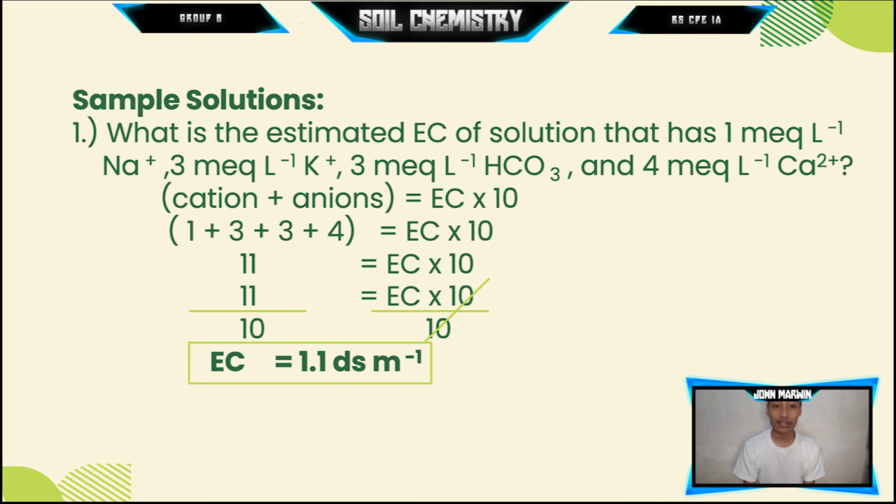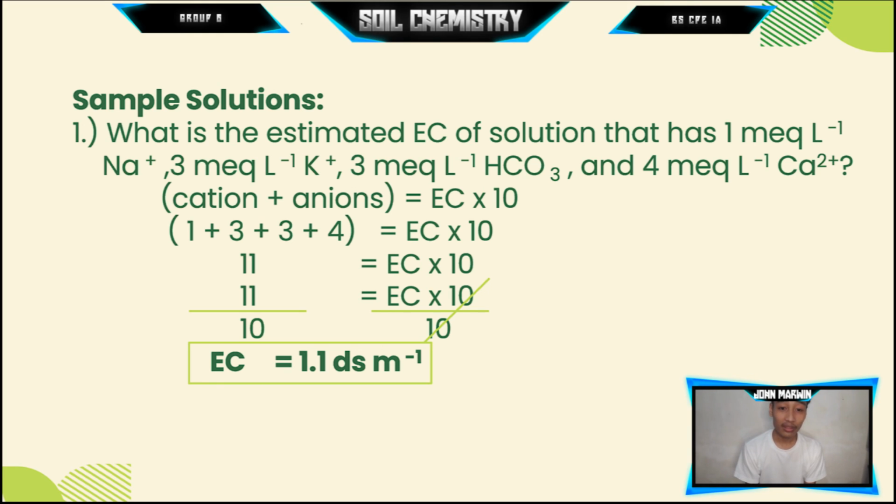In this sample question, the missing value that we are going to find is the EC or the electric conductivity. In order to get the answer, we need to use this formula. Cations plus anions is equal to EC multiplied by 10. First, we need to gather all the givens in the problem. These are the 1, 3, 3, and 4. In the formula, you need to add all the cations and the anions. And that is 1 plus 3 plus 3 plus 4 is equal to EC multiplied by 10. And we will get the answer of 11 is equal to EC multiplied by 10.